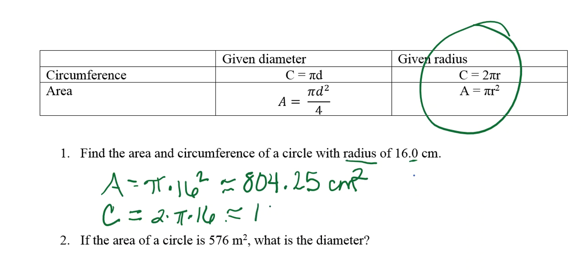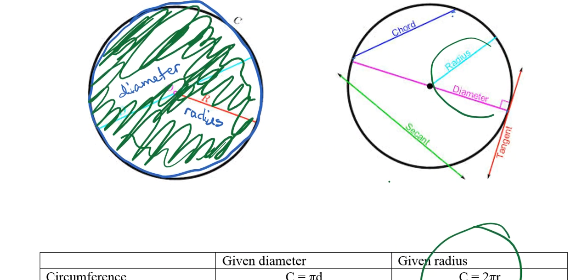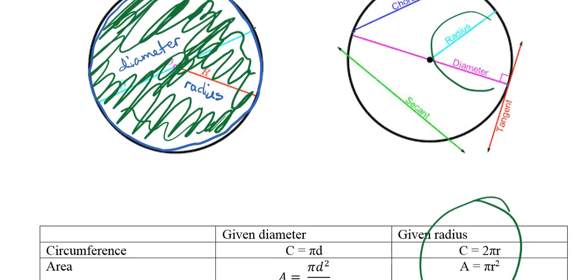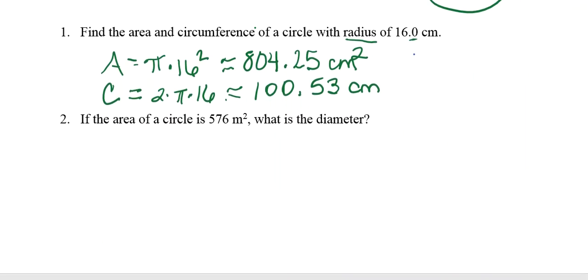So I have approximately 100.53 centimeters. Now this one is not squared, and the reason is because what you're essentially doing is walking in a single direction. It just happens to curve around and around. So it's a one-dimensional unit, not a two-dimensional unit.